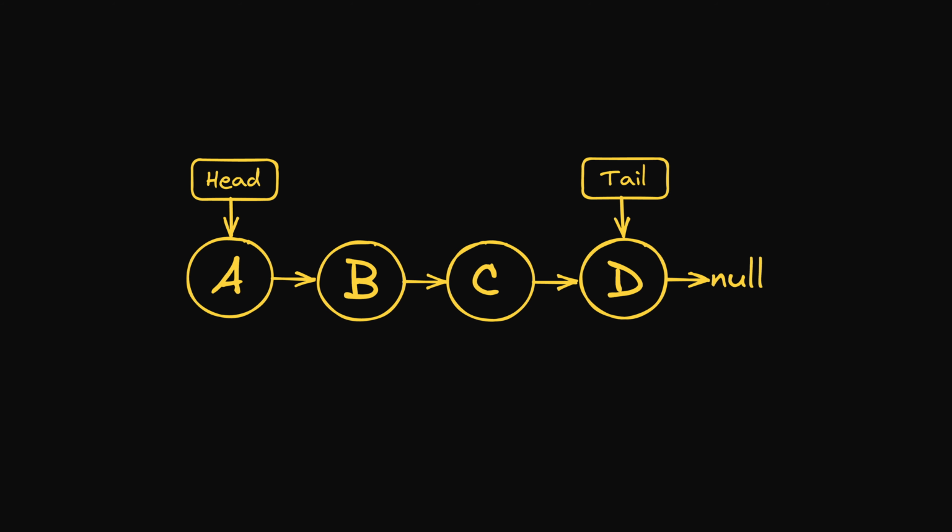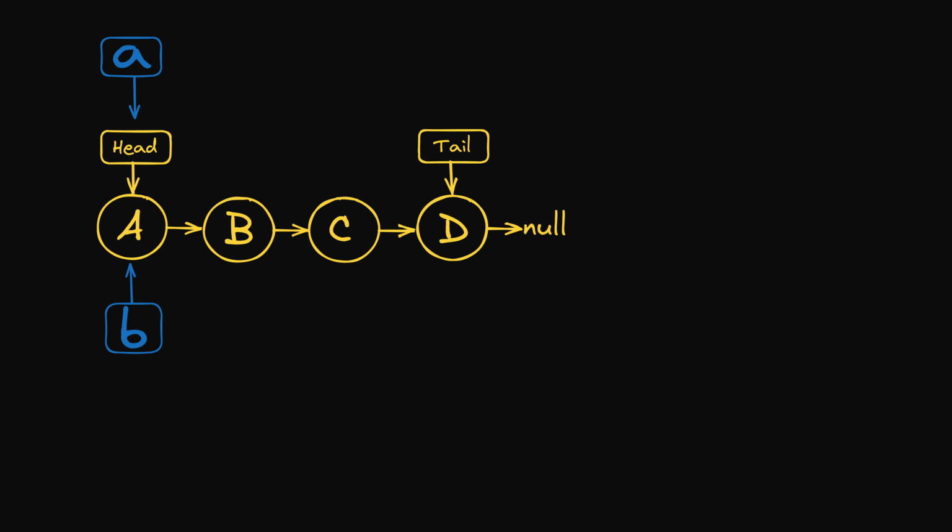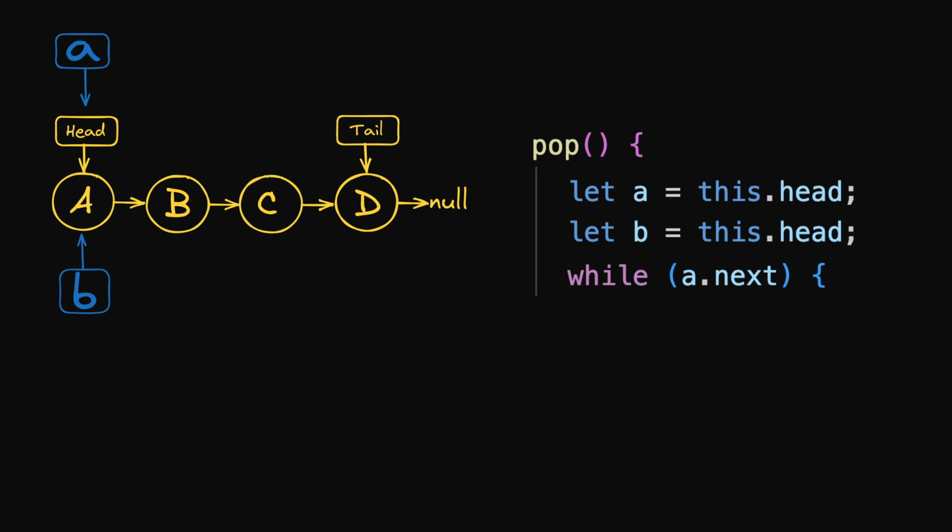Well, one way to do this is by using two pointers, A and B. You can think of A as ahead and B as behind. They will both start at the head of the list. Then we will use a while loop that will run as long as A has a next node. Inside the loop, we will have two things. We will set B equals to A. This will move B one step forward in the list, and we will set A equals to A.next. This will move A one step forward as well.